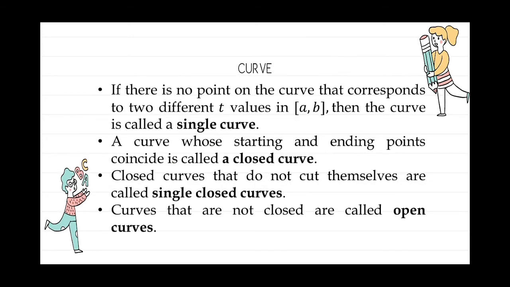If there is no point on the curve that corresponds to two different t values in the interval [a,b], then the curve is called a simple curve. A curve whose starting and ending points coincide is called a closed curve, and closed curves that don't cut themselves are called simple closed curves. Curves that are not closed are called open curves.